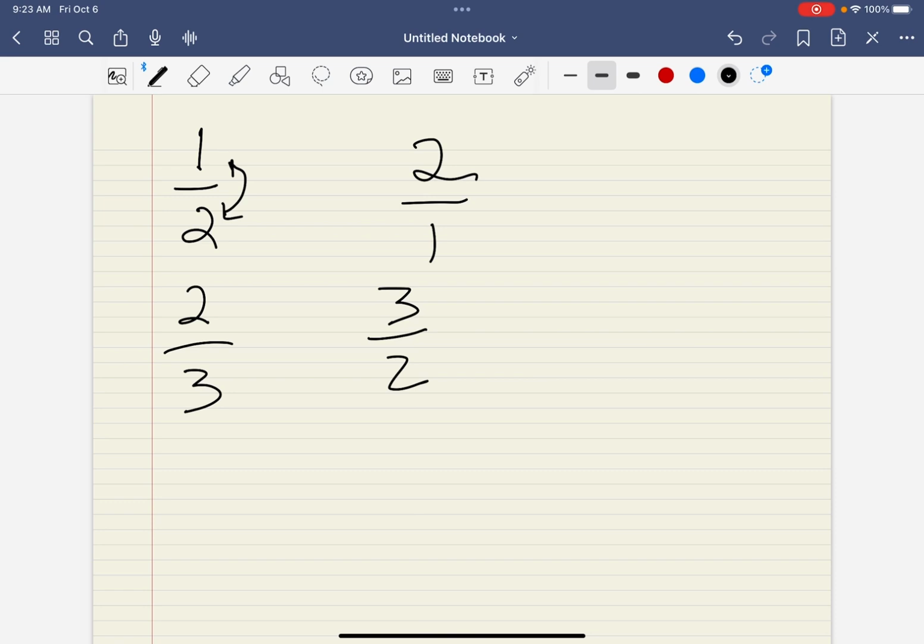Now what about if I have a whole number? What if the number was 3 and I wanted you to write the reciprocal of it? Well, the first thing you have to do is write it as a fraction. And remember, we can make any number into a fraction by putting it over 1. So the reciprocal of 3 over 1 is 1 over 3.